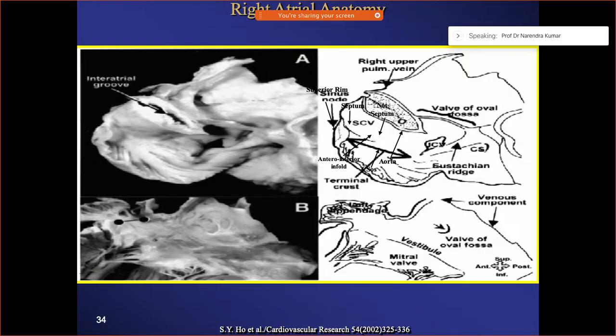Nearly a quarter of the population do have a probe patent FO because the valve fails to adhere to the rim, and even though the valve is large enough to overlap the rim, it leaves a gap normally in the anterosuperior margin, leaving a sickle shaped mark in the left aspect of the septum. That's why on the left side the valve is not crater like and is usually fibrous instead of muscular as on the right side.